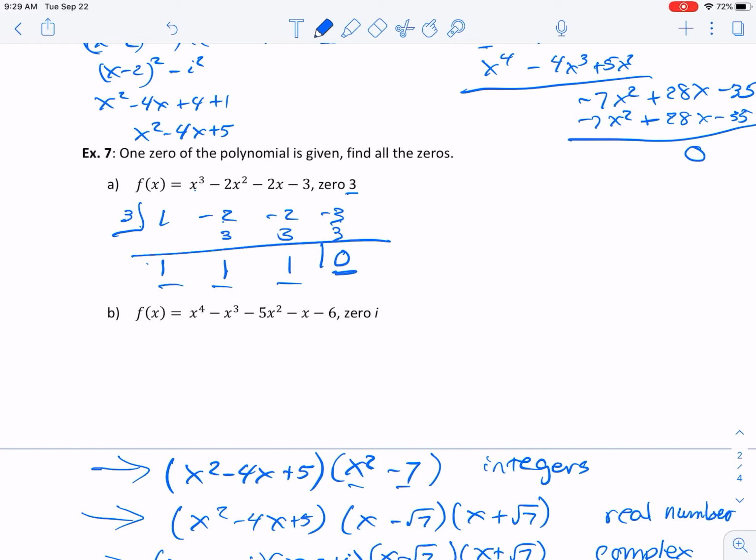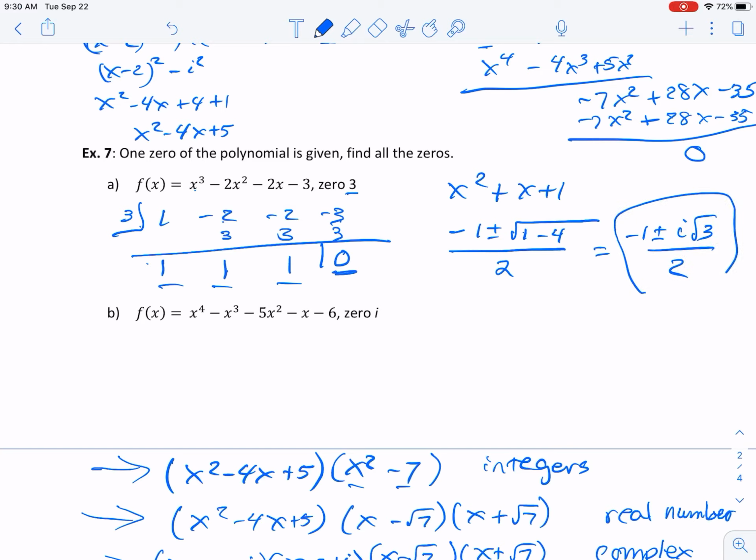Remember, these are the coefficients. So you have x squared plus x plus 1. That doesn't factor, so I'm going to use the quadratic formula to find my other zeros. So you have negative b plus or minus the square root of b squared minus 4ac over 2a, which is negative 1 plus or minus, this is negative 3, so you pull out the i. So there's 2 of them, and there's the other zero. Okay.